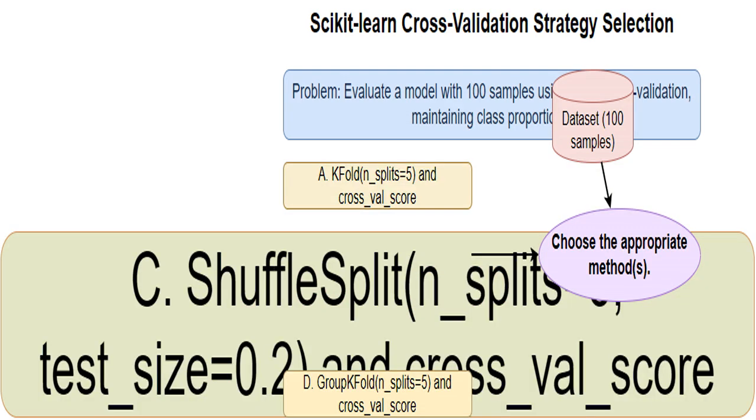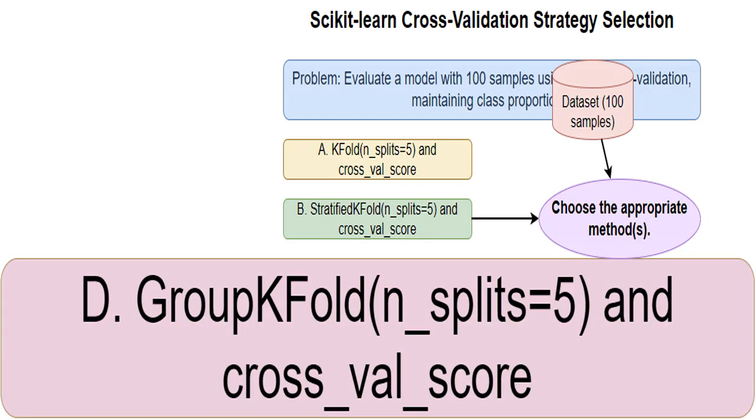Option C uses *shuffle split*. While *shuffle split* shuffles and splits data, it doesn't guarantee equal-sized folds or maintain class proportions, meaning it might not fairly represent your data. This is a suboptimal choice. Option D uses *group k-fold*, which is used to handle grouped data, ensuring that samples from the same group aren't split across different folds. Since this isn't relevant to the problem description, I don't need to use this method.